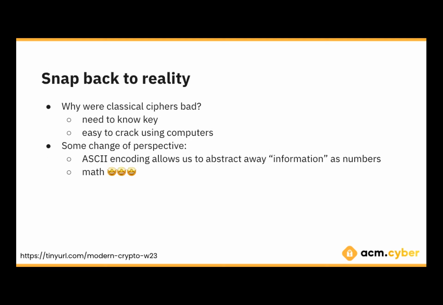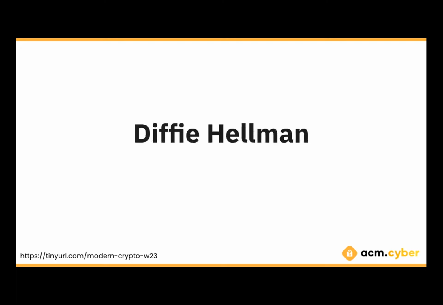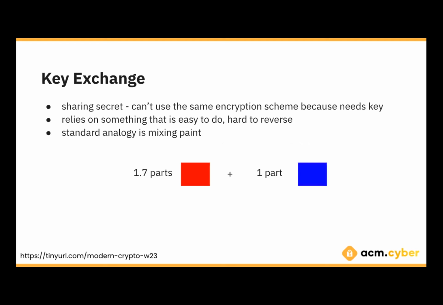All right, I will move on to the next part, which is Diffie-Hellman. This is also known as the key exchange. This was invented by two people, one named Diffie, the other named Hellman, as you can probably guess. So this is sharing a secret. You can't use the same encryption scheme because you need a key, and you don't want to decide that beforehand, because then you're just sharing information. You just want two people to have the same key.